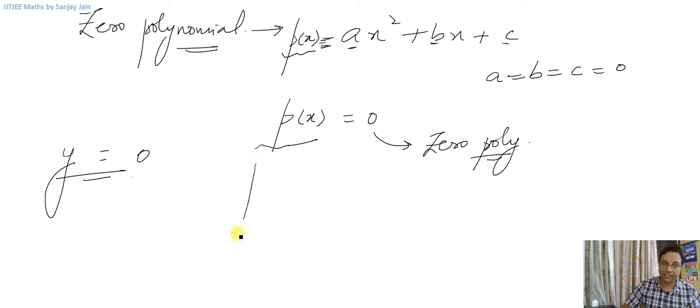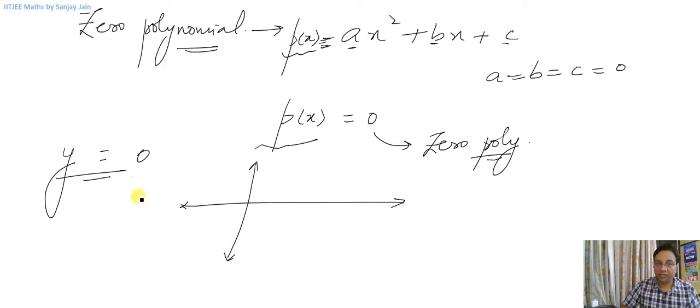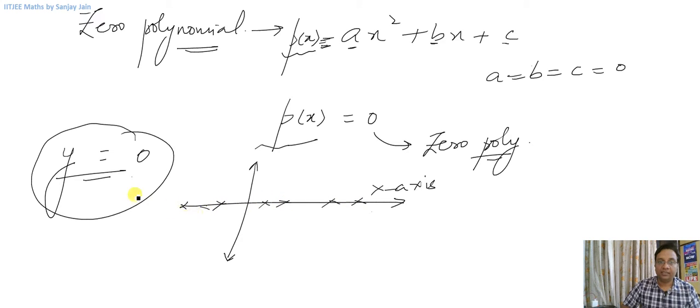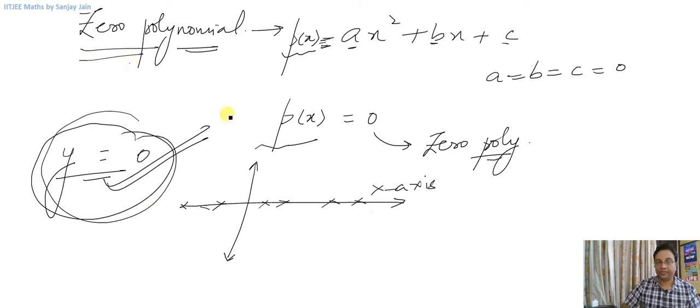Now we have seen that wherever the graph cuts x-axis, it gives me 0 of that polynomial. And what can you say about y equal to 0? It is the entire x-axis. So every point on this x-axis is a solution or is a 0 of this polynomial. So how many zeros, if you say, zero polynomial cuts the x-axis at infinite points, right?